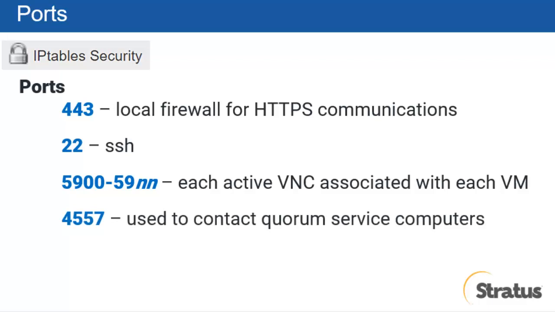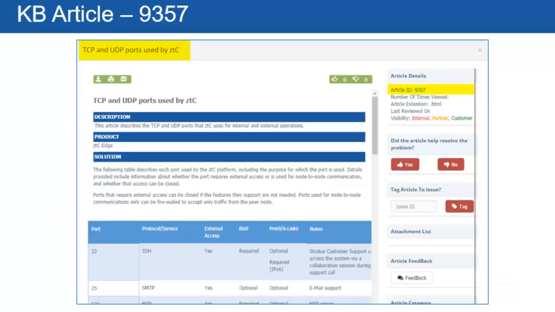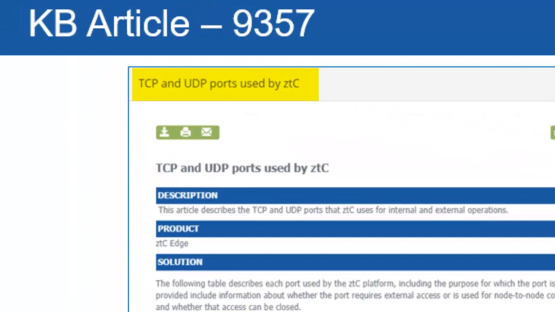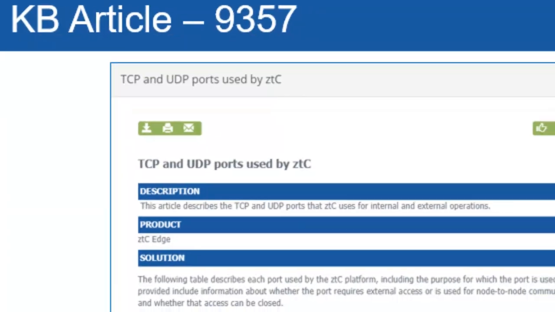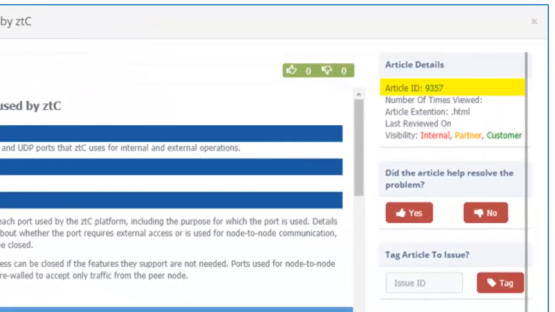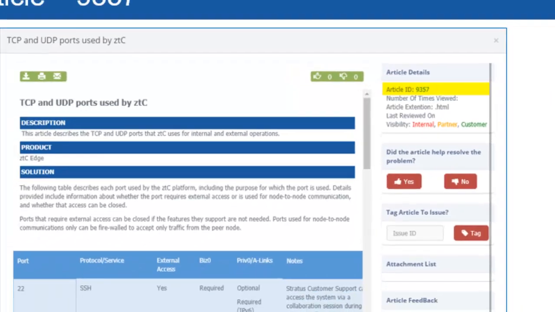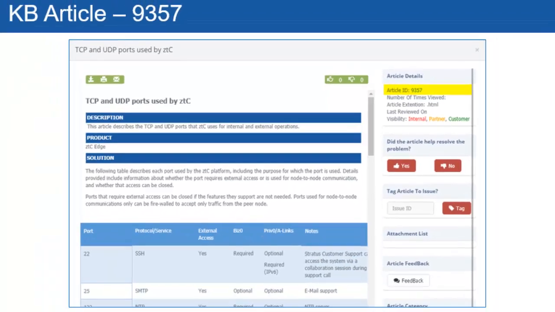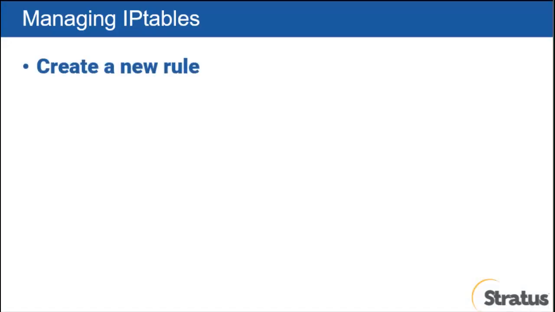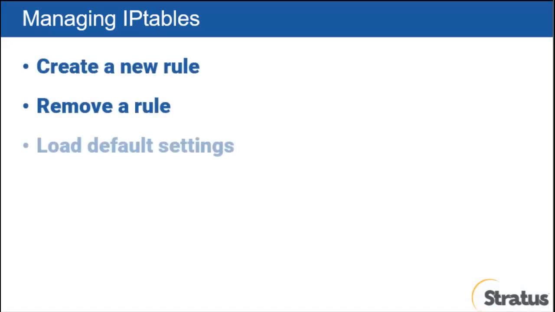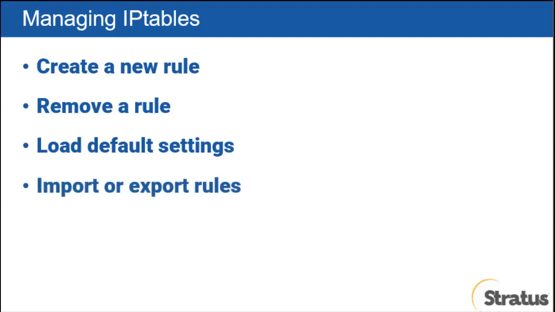For additional information on TCP and UDP ports, access the knowledge base and search for the article TCP and UDP ports used by ZTC Edge, which is KB article 9357. Knowledge base articles can be found by logging into the Stratus Service portal. We'll now view how to create a new rule, remove a rule, load default settings, and import or export rules.